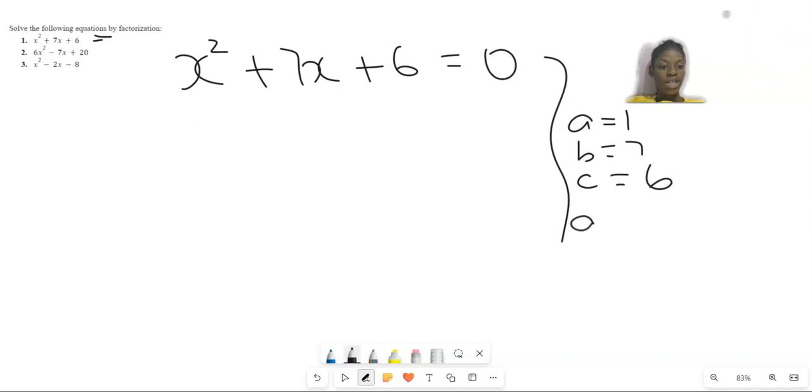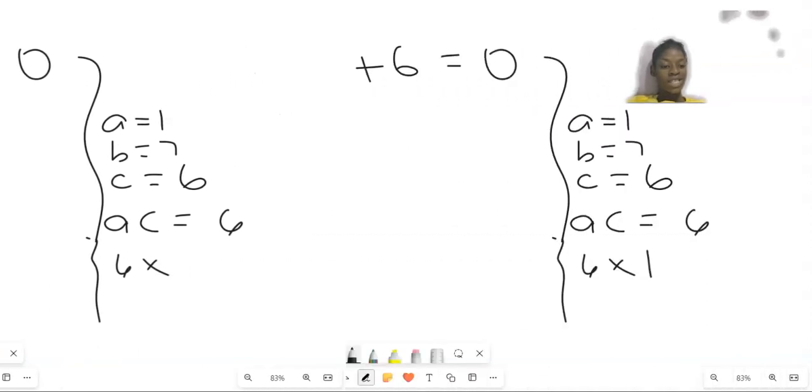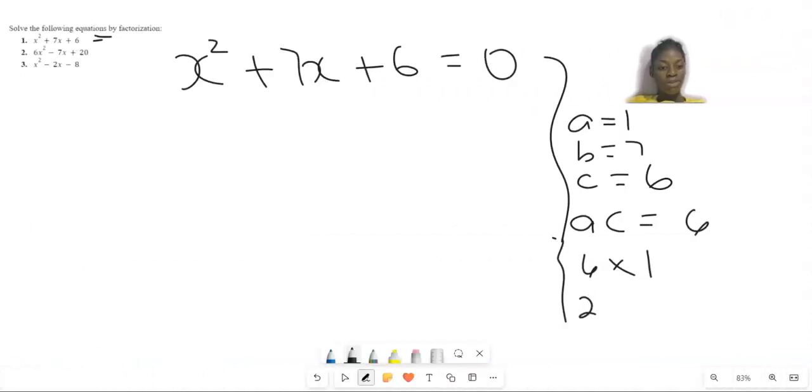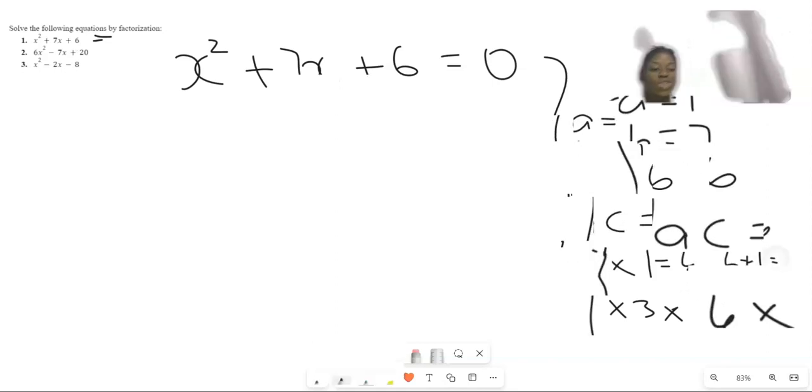The next thing that we need to do is calculate ac. So 6 times 1 is 6. Then we need to find two numbers. When we multiply them, we get 6, and when we add them, we get the middle coefficient, which is 7 in this case. So I write down the possible factors of 6. So 6 times 1 will give us 6, and 2 multiplied by 3 will give us 6. We can't use 2 and 3 because 2 multiplied by 3 gives us 6, but 2 plus 3 will not give us 7. So that is out. However, 6 times 1 gives us 6, and 6 plus 1 will give us the middle coefficient, which is 7.